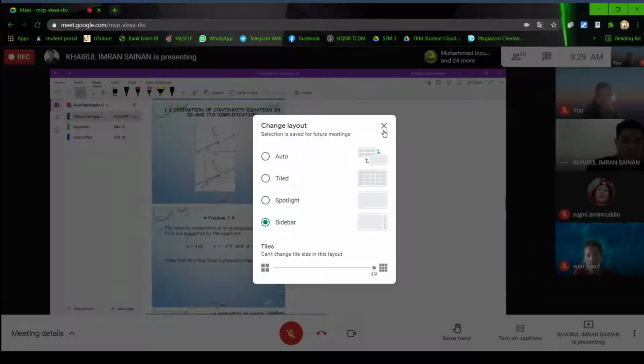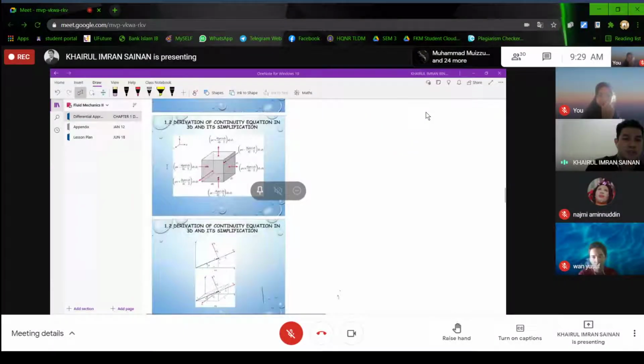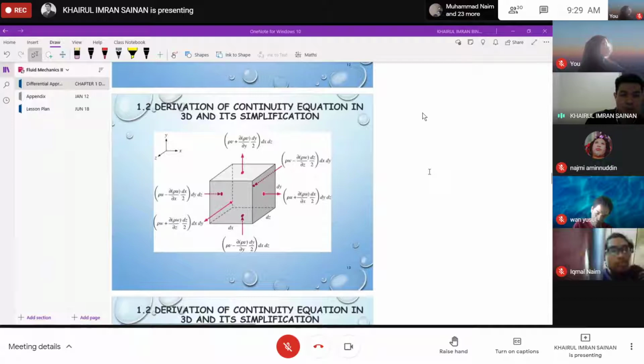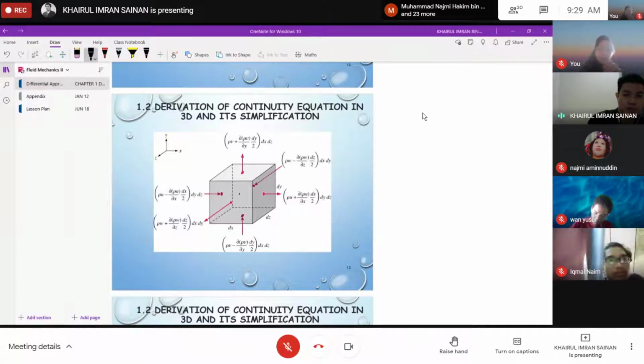Explained a little bit on the continuity equation at the first part of this lecture. Okay. So this is the derivation of the continuity equation. What we do is we want to analyze what happens at the center of the cube.